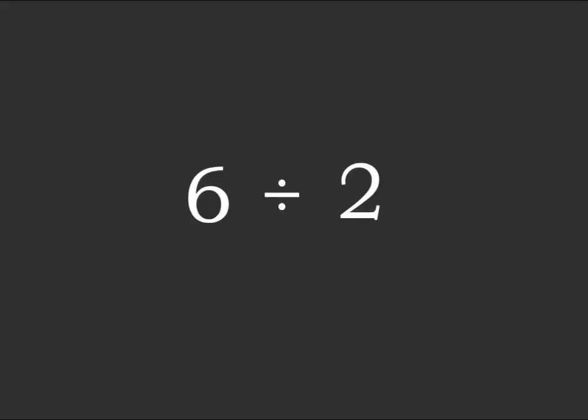So look at a simple example, 6 divided by 2. There are many interpretations of this. You could say make two groups and divide 6 up into two groups. But I'm going to start with a size model.